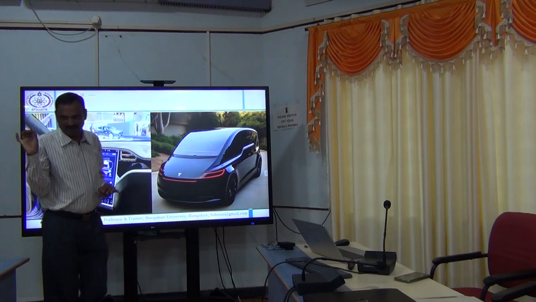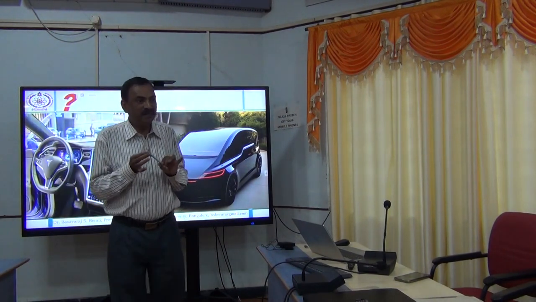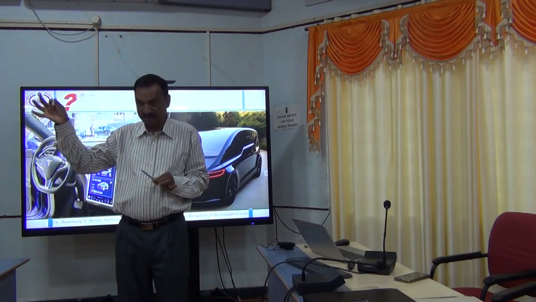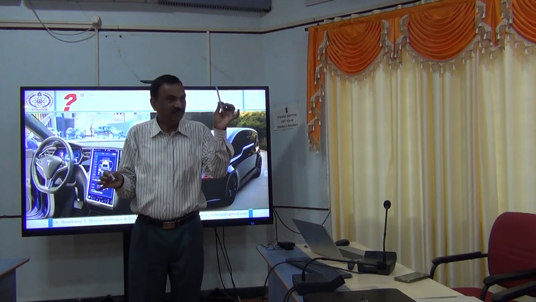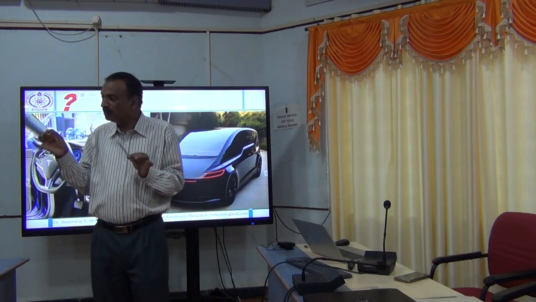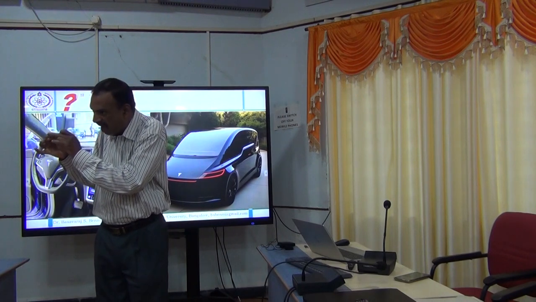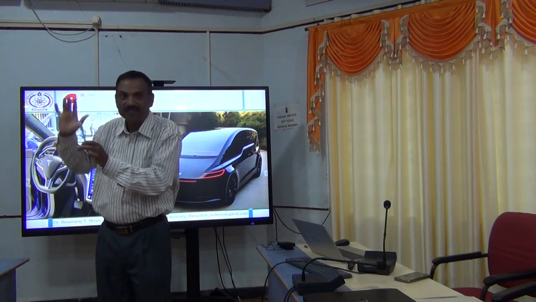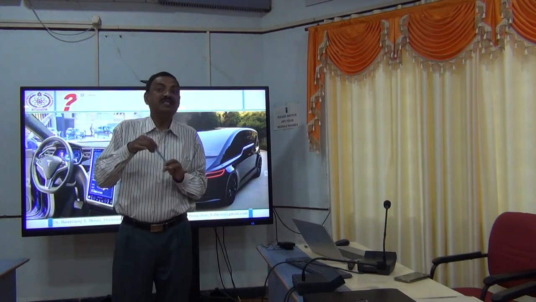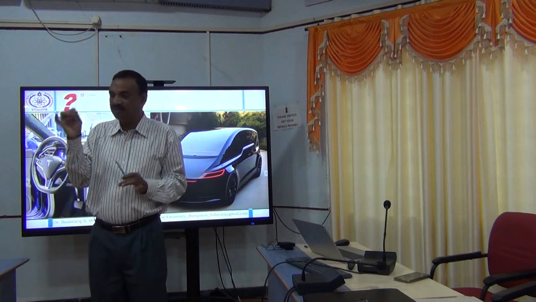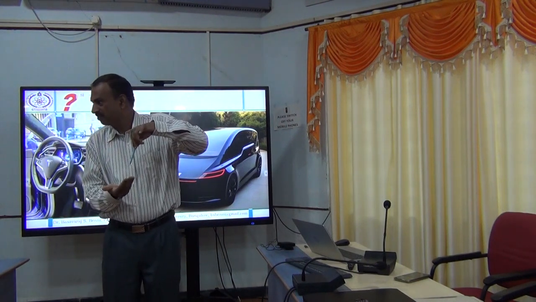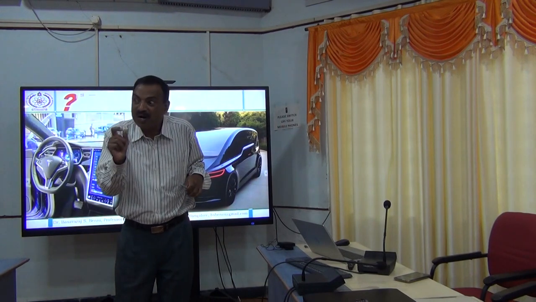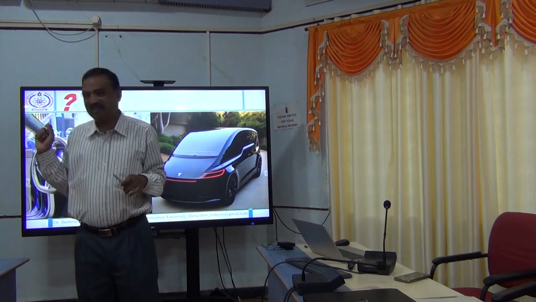I'll take one live example. What is a live example? Say I have a cap and this is a pen. Suppose the dimension of this cap is less, it doesn't go inside. Or if the dimension of this product is a little more, even if you put it, it will fall down. So specification of the product in the research is very, very important.